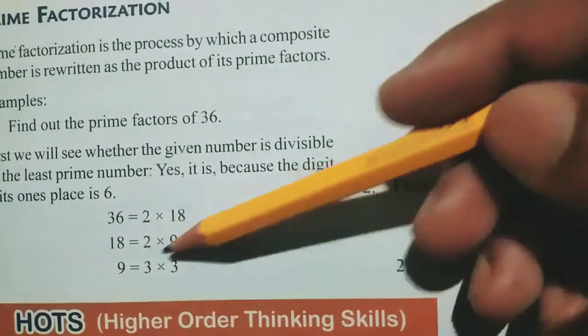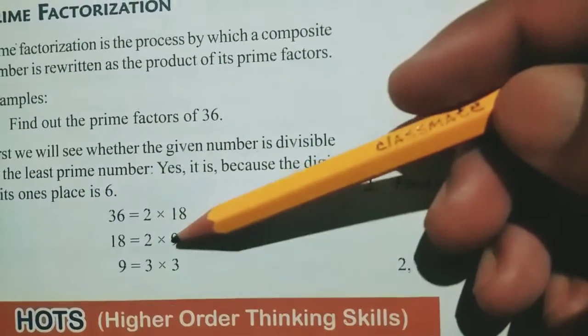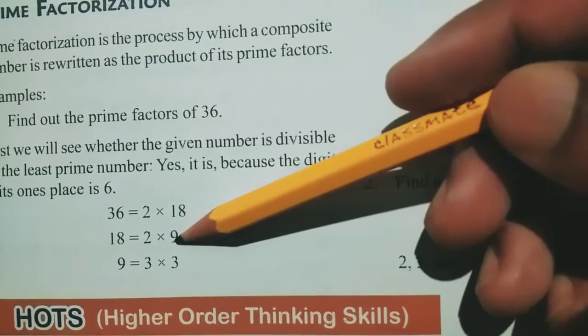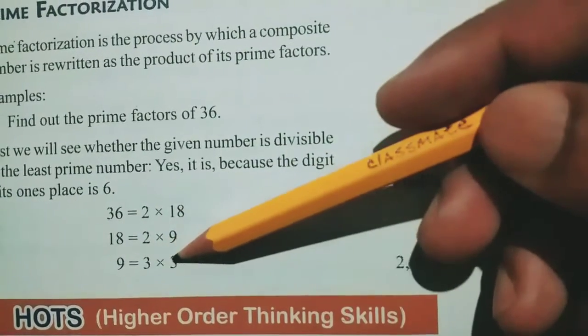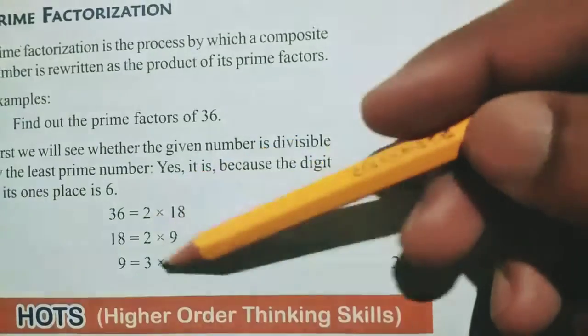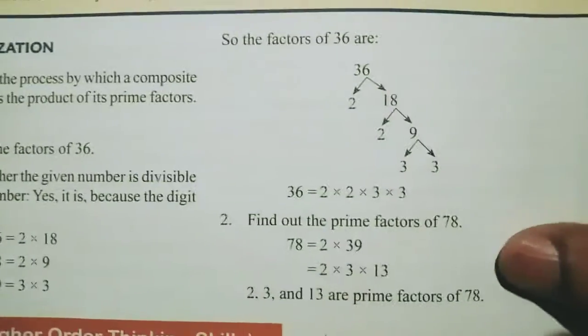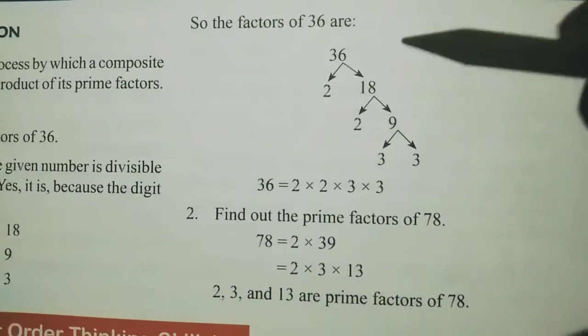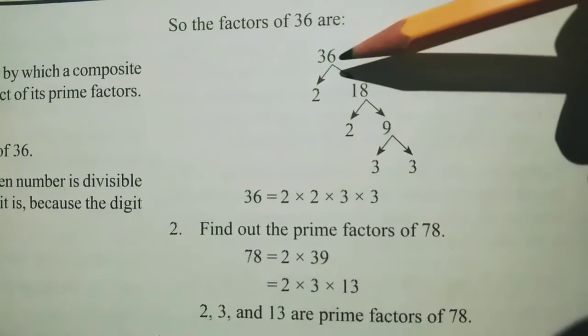18 can be written as 2 into 9, 2 9 is 18, then 2 is the prime number we have got. Now 9 is not prime, again we will write 9 equal to what? 3 into 3, 3 3 is 9, so we got 3 and 3 prime numbers. So in this way we have to factorize the numbers. So this is one of the methods. Okay, so this method is called the factor tree method.